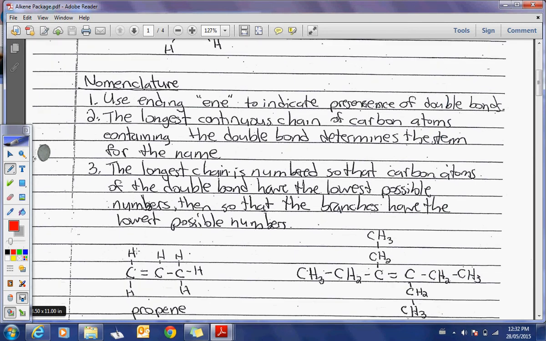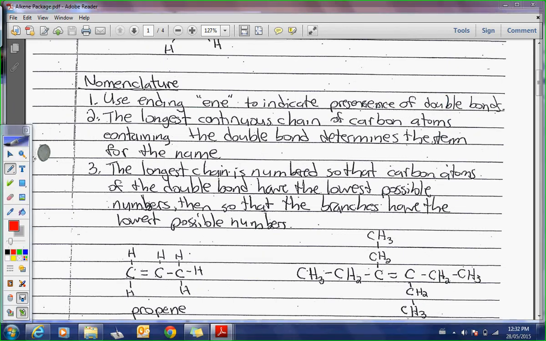There we go. Okay, so we're going to use the ending "ene" to indicate the presence of a double bond. We still again find the longest continuous chain, so this is no different. But here, the longest continuous chain must have the double bond in it. Okay? So sometimes it's not the very longest. Do you remember one instance where you could have gone left or right? It didn't really matter, it still ended up with hexane. This way you would go right if the double bond was right, not left, for example.